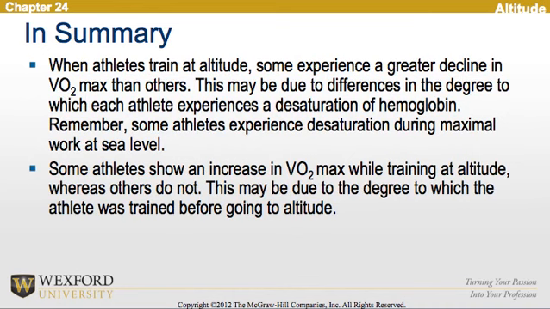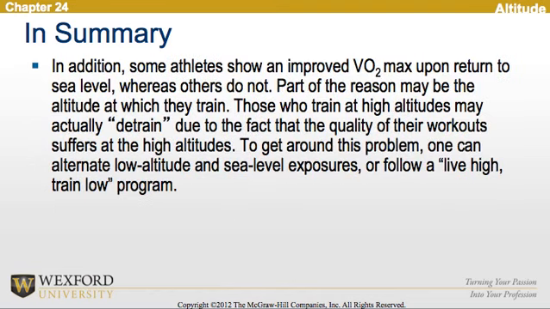In summary, when athletes train at altitude, some experience a greater decline in the VO2 max than others. This may be due to differences in the degree to which the athlete experiences a desaturation of hemoglobin. Remember, some athletes experience desaturation during maximal work at sea level. In addition, some athletes show an increase in VO2 max while training at altitude, while others do not. This may be due to the degree to which the athlete was trained before going to altitude.